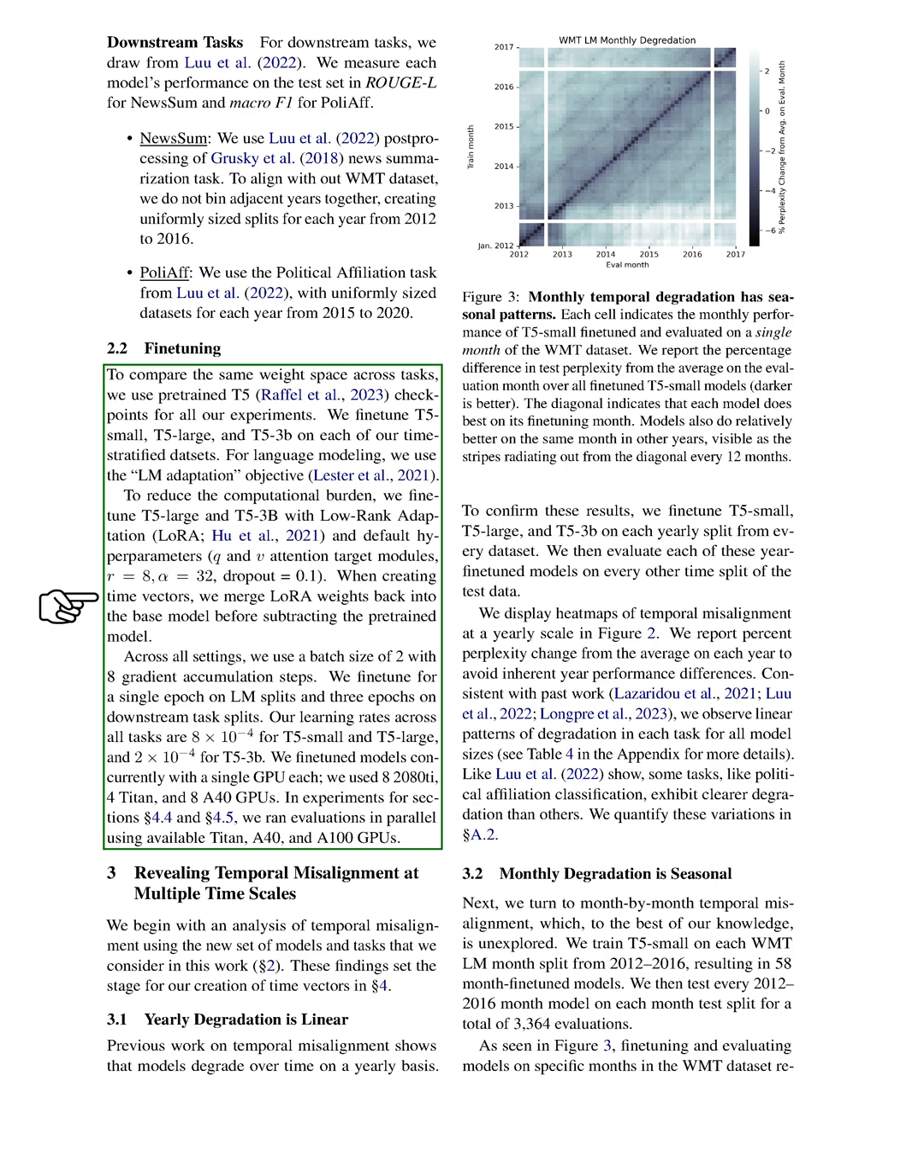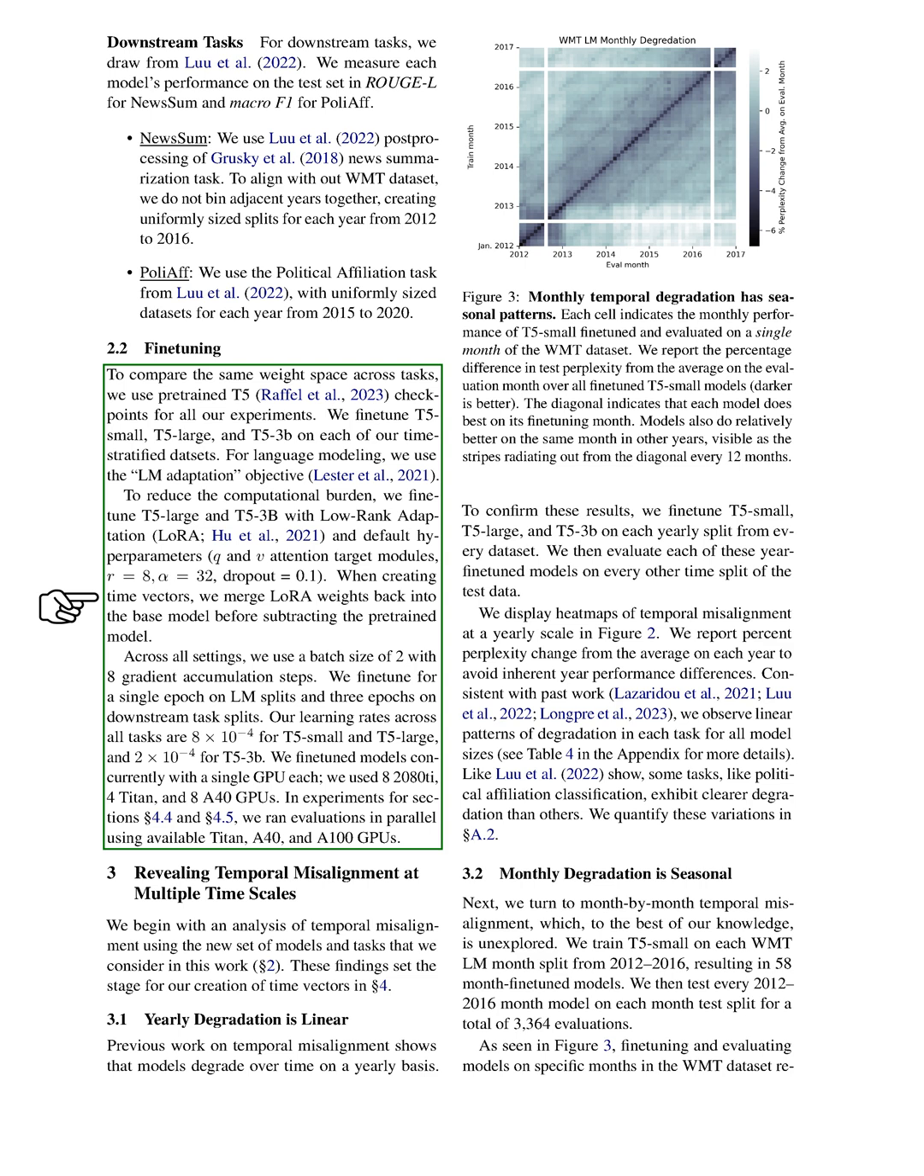To compare the same weight space across tasks, we use pre-trained T5 checkpoints for all our experiments. We fine-tune T5 small, T5 large, and T5 3B on each of our time-stratified datasets. For language modeling, we use the LM adaptation objective. To reduce the computational burden, we fine-tune T5 large and T5 3B with low-rank adaptation and default hyperparameters.